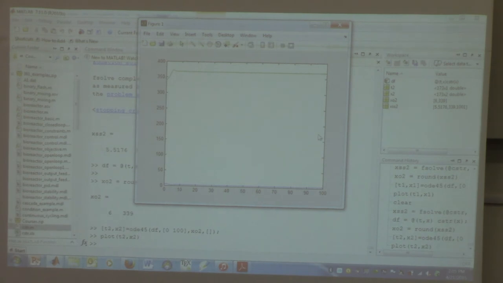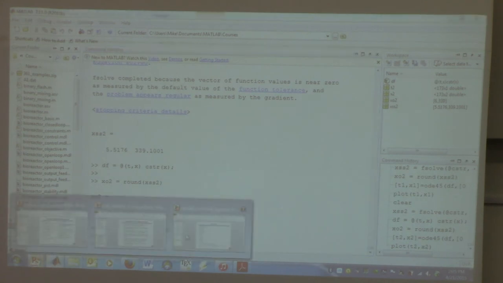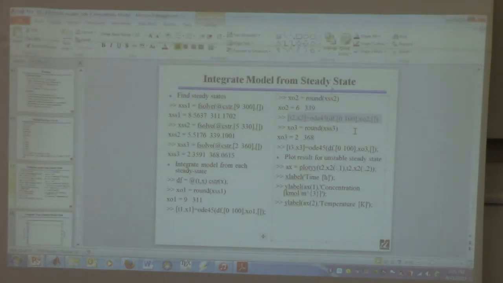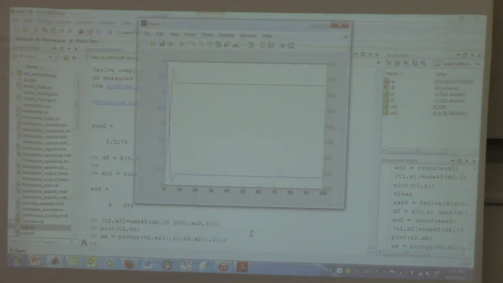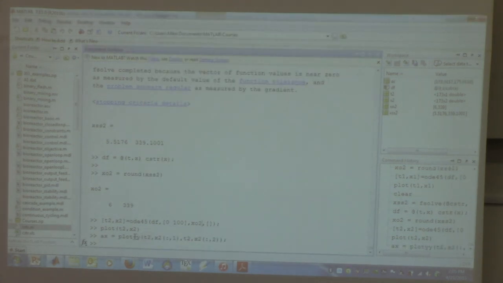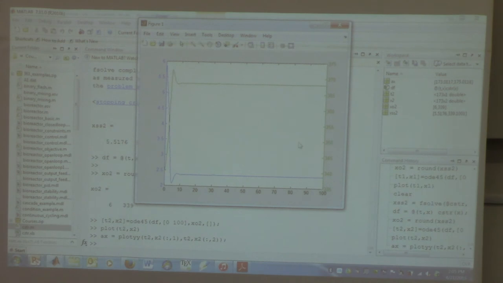Okay, so let me replot it a little differently. I like this double axis plotting because it's easier to see. What this command does is create a plot with two different y-axes. It's called plotyy, t2, which is, for this problem I called everything 2, so time versus the first variable and time versus the second variable on two different axes. You get this, okay?